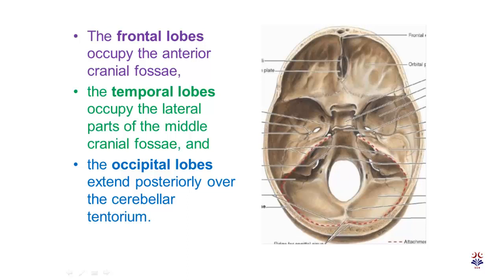Frontal lobe lies in the anterior cranial fossa. Temporal lobe lies in the middle cranial fossa, and lateral parts occupy the temporal. And occipital lobe of the cerebral hemispheres lies in the posterior cranial fossa above the cerebellar tentorium, or tentorium cerebelli. Below this tentorium cerebelli is the cerebellum.